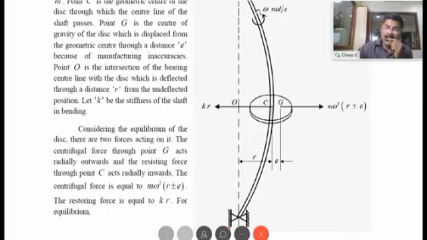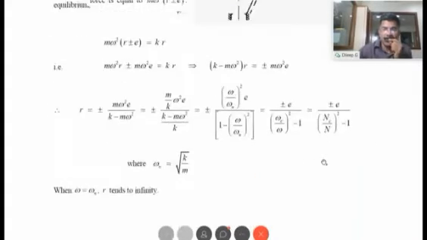Now, if the rotation speed of the shaft omega is greater than omega c, the critical speed of this system, then g becomes inside. So this distance, from O to g, becomes r minus e. And from there, the centrifugal force acts. So it becomes m omega square, r plus or minus e. That is the point you have to remember.